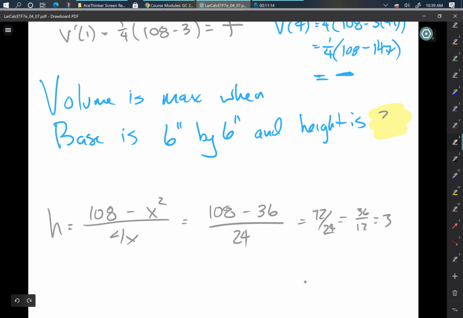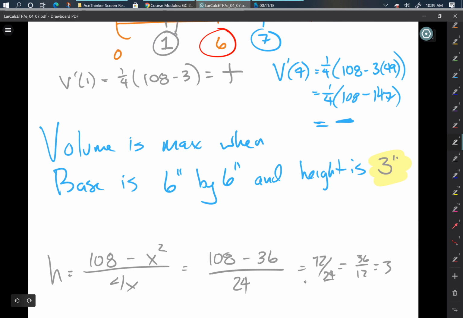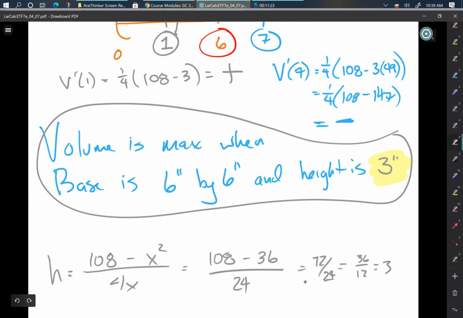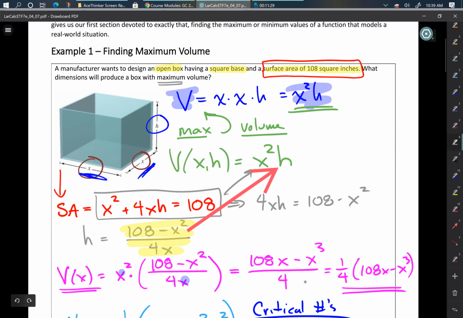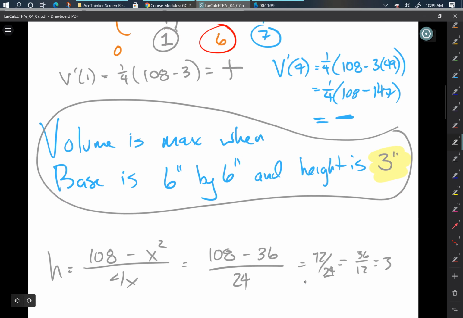So the height is 3 inches. All right, now I'm going to go back. The last thing I'm going to do is go back and make sure that I answered the question that was asked. Because they could ask me what is the maximum volume, or they could ask me what are the dimensions of the box. Right? And the question is, and there's the question mark, what are the dimensions that will produce a maximum volume? And so the dimensions are, the volume will be maximized when the base is 6 inches by 6 inches and the height is 3 inches.